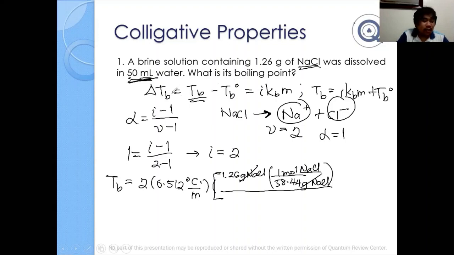And luckily, we are blessed enough that the value of the density of water at normal conditions is close to 1. So we can assume that the density is just 1. So below, you have 50 mL of water. Let's convert it to grams. So 1 mL, 1 gram. Where does this come from? The density of water.